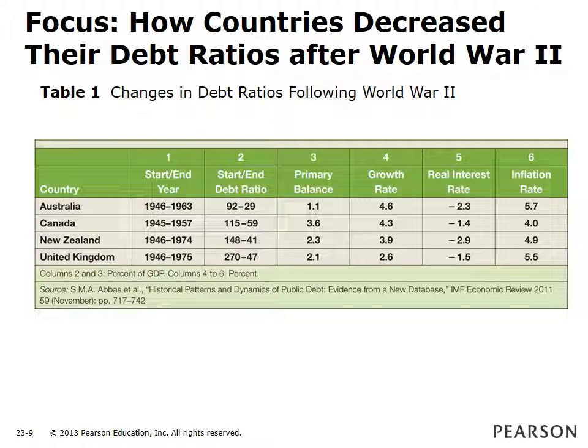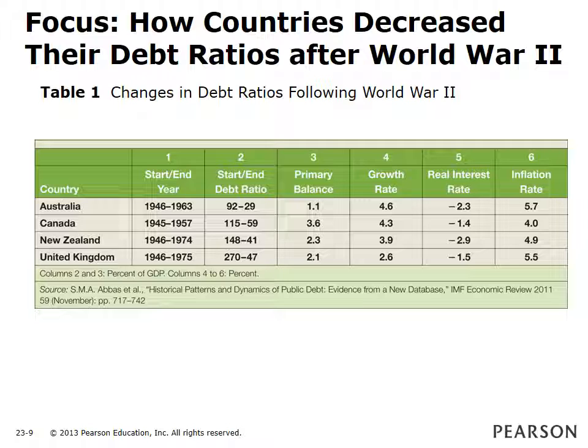Table 1 looks at 4 countries which reduced their debt to GDP ratios after World War II. For example, the United Kingdom reduced its debt ratio from 270% in 1946 to 47% in 1975. It was a result of a combination of the factors enumerated by equation 23.5. The growth rate for all the countries was high.